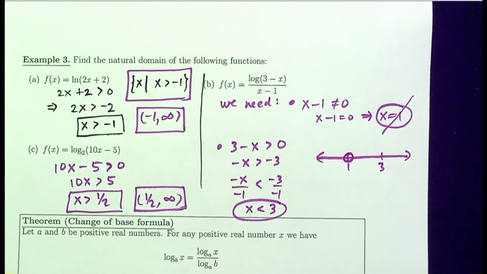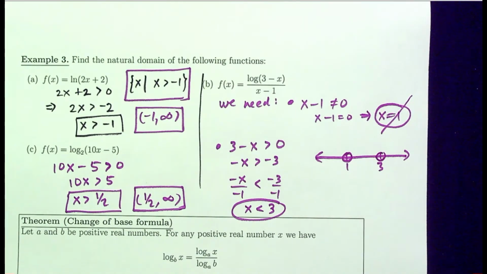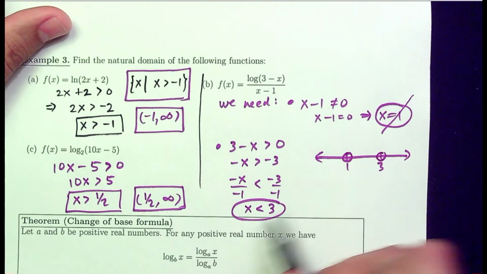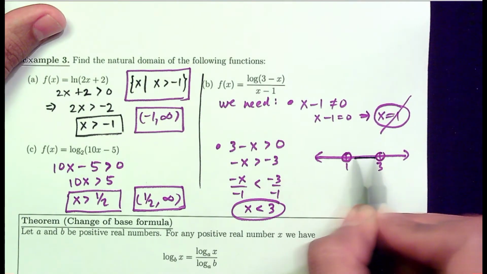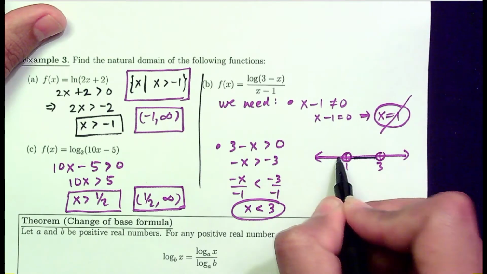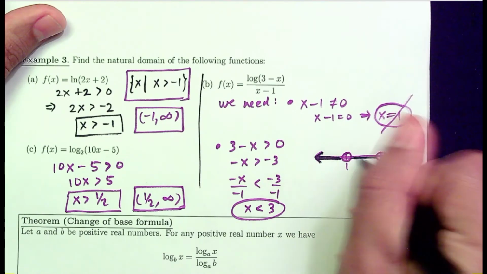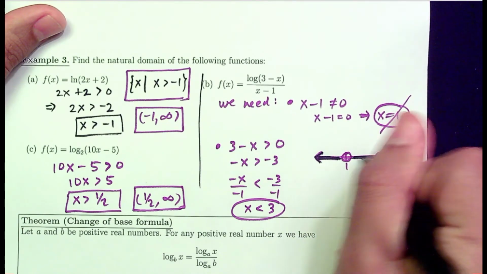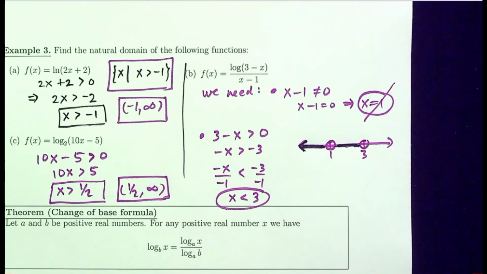So 1 I don't want, so draw a hole there. And 3 you don't want either because that's not included. It says you want numbers less than 3. You don't want numbers equal to 3, so you cannot include 3. And then you want all numbers less than 3, all numbers to the left of 3 except 1. 1 you're going to skip over. So that means you want all of these numbers smaller than 3, or to the left of 3, except that one that we're skipping over. So that means the answer is these two shaded pieces.